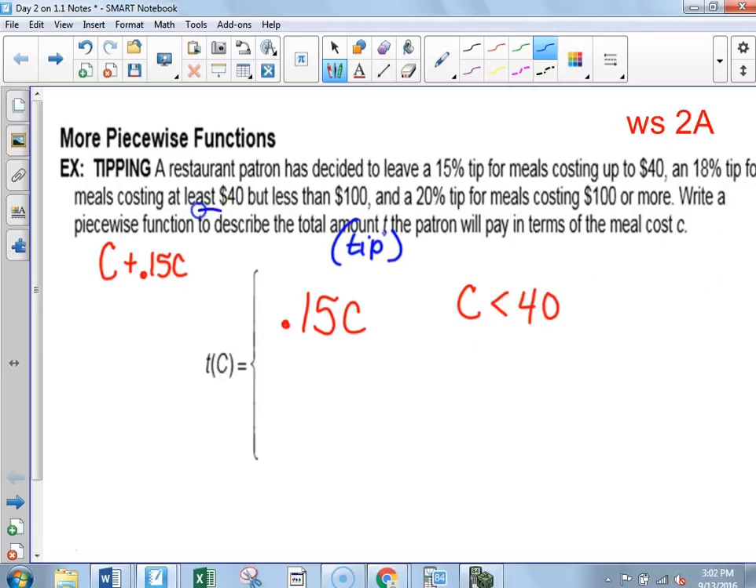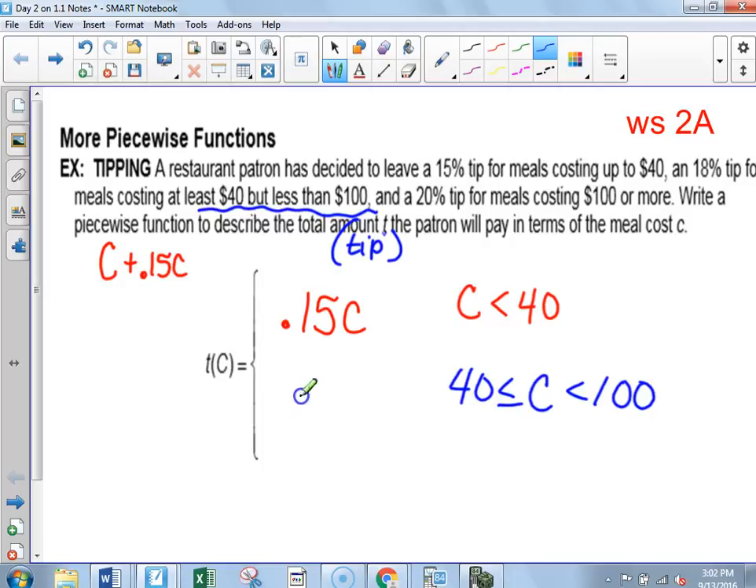So the next one is at least 40 but less than 100. Anybody know how to write that? 40 is less than, which is greater than 40. Okay, I heard a less than or equal to. Yes, it's a sandwich between 40 and 100. At least means including 40, okay? If you're at least 40 years old, you get in for free. I think that should be the case. So that would include 40, okay? But less than 100. Everybody okay?